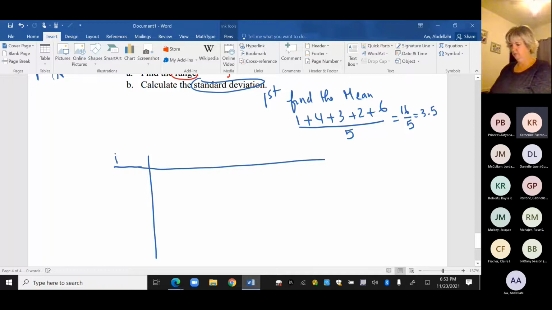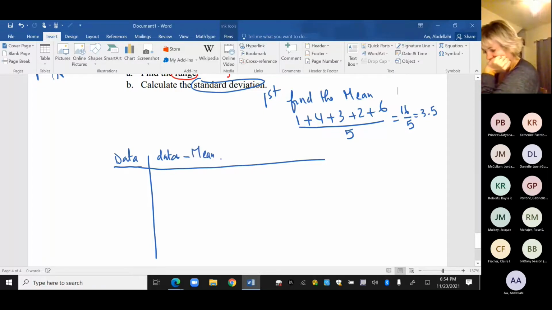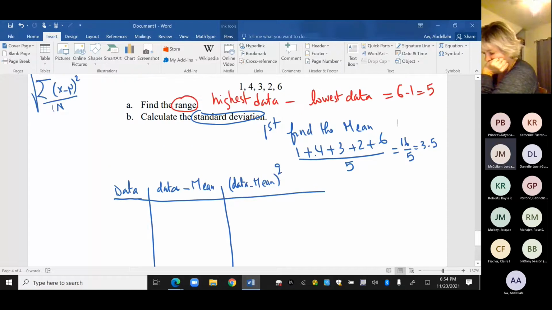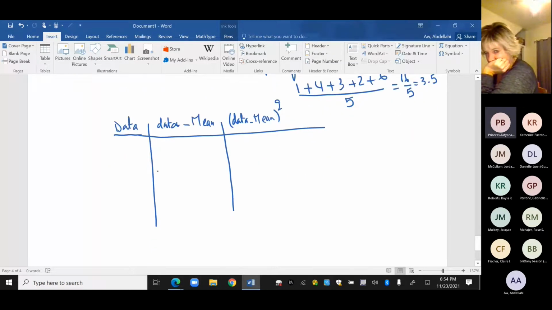That is the data right here. Then I do the data minus the mean. Then the data minus the mean, squared. We're going to do these 3 calculations. My data is 1, 4, 3, 2, 6. I don't need to reorder them. Now, I'm going to subtract the mean from everybody.